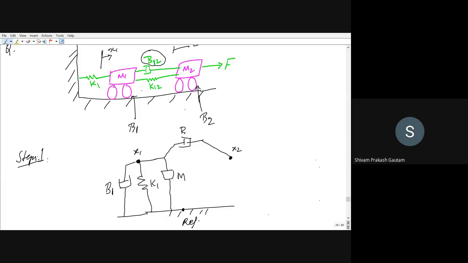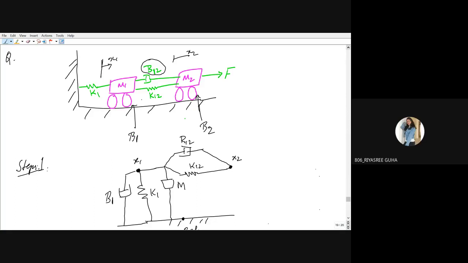So you can say we have connected b1 between node x1 and x2. What else is connected with x1? That is spring k12. K12 is also connected between x1 and x2, so we have connected k12. Now, is there any other element remaining for the x1 node? Just check. No, sir. Okay, now we will apply nodal analysis for node 2.